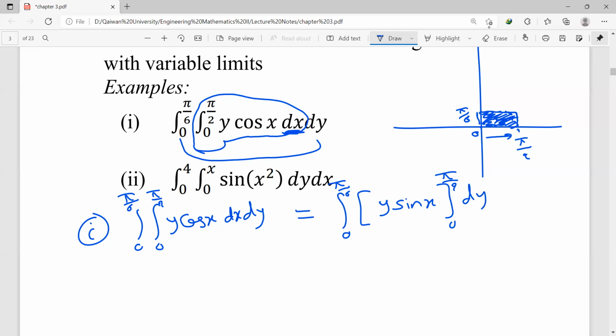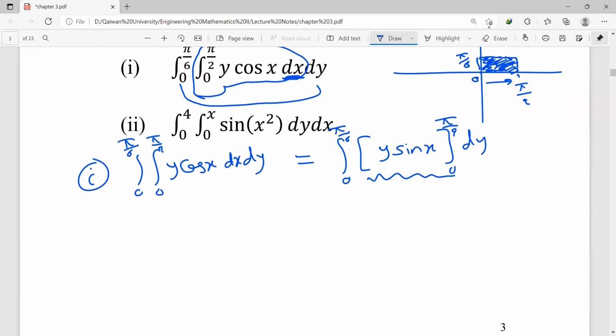We first take integration with respect to x and we use lower and upper limits. Then we take integration with respect to y for the results. This is integration with respect to x. You find it first. This is the integration. Then we replace x by pi over 2 and then by 0. Okay? We say it equals integration from 0 to pi over 6 for y sine pi over 2 minus y sine 0 dy.